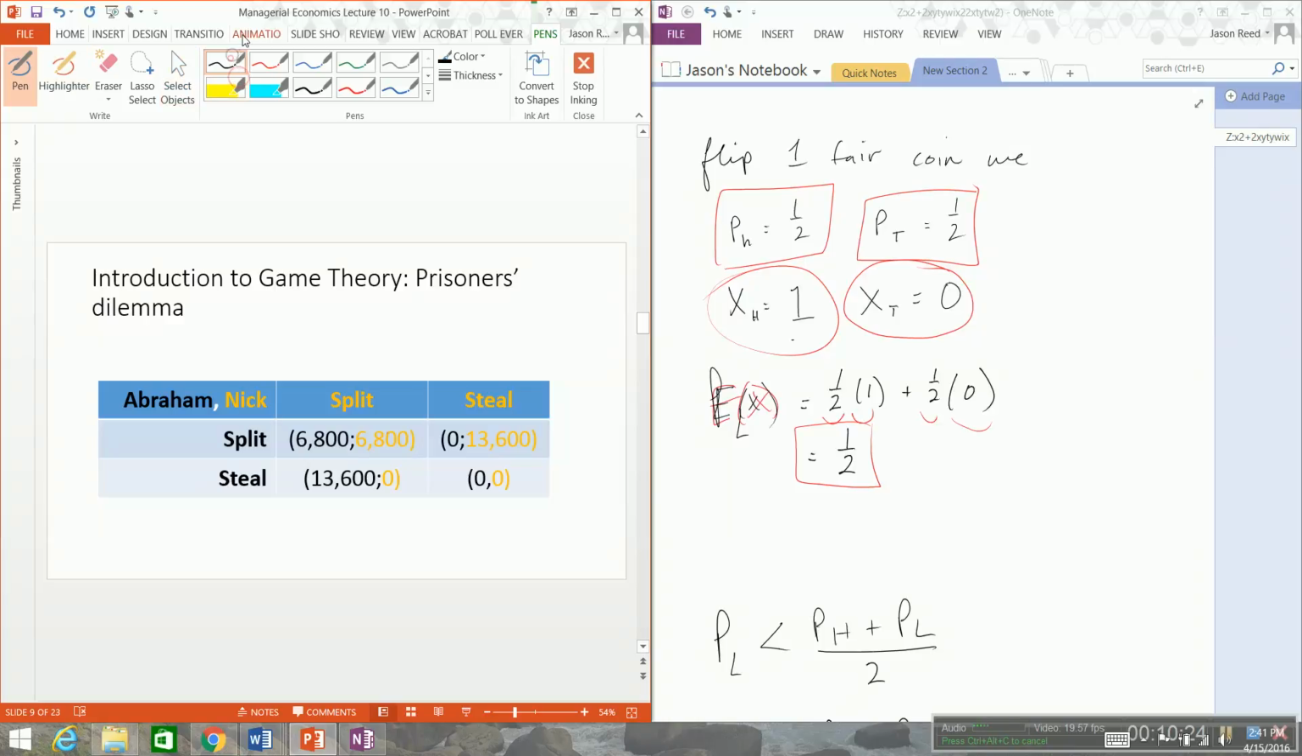And we can see that here. So we can split or steal. And Nick has the option to split or steal here. So we can see these right here. Now, like we discussed, if Abraham chooses split and Nick chooses split, they're both going to split the outcome, which is 6,800 each. So we're in this cell right here. If Abraham chooses split and Nick chooses steal, we notice that the stealer gets all the money, so they get 13,600. And we have the same result here. And if they both steal, we said that they got nothing.